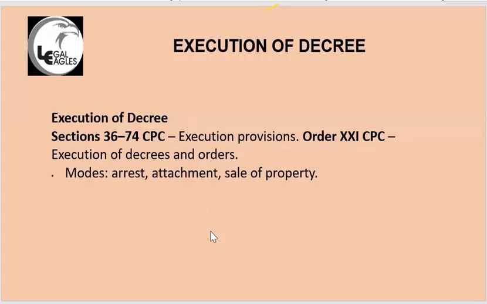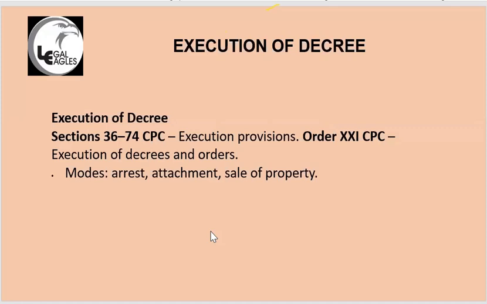If the plaintiff wins the case, he files an execution of the decree. In execution of the decree, not all things are important. Sections 36 to 74 are not important, only a few are important. Sections 36 to 74 talk about execution provisions, and at the same time Order 21 talks about execution of decrees, modes, arrest, attachment of the property. I mention Order 21 specifically because you have to remember orders also. They may ask under which order attachment of property or sale of property comes. It will come under execution, under Order 21. At least you should recollect that one.